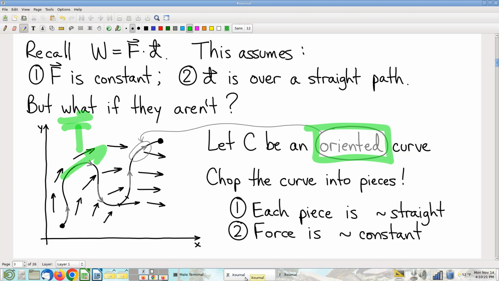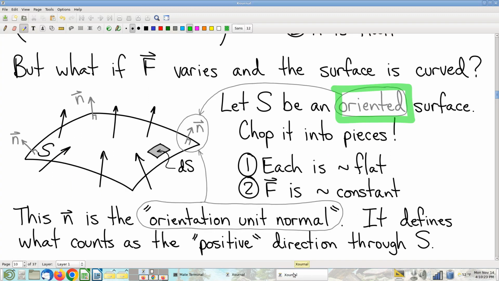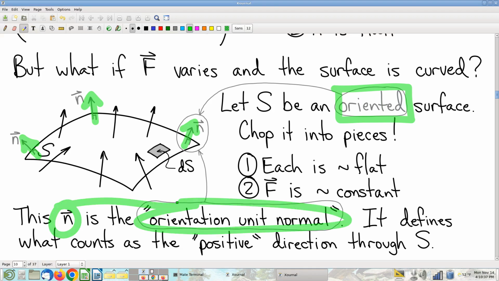So, same with the surface. We need an indication of which direction is what we're going to call the positive direction through the surface. So we're going to represent the orientation with unit normal vectors. They need to indicate a direction through the surface, so they need to be normal to the surface. We call these orientation unit normals because they define the orientation.